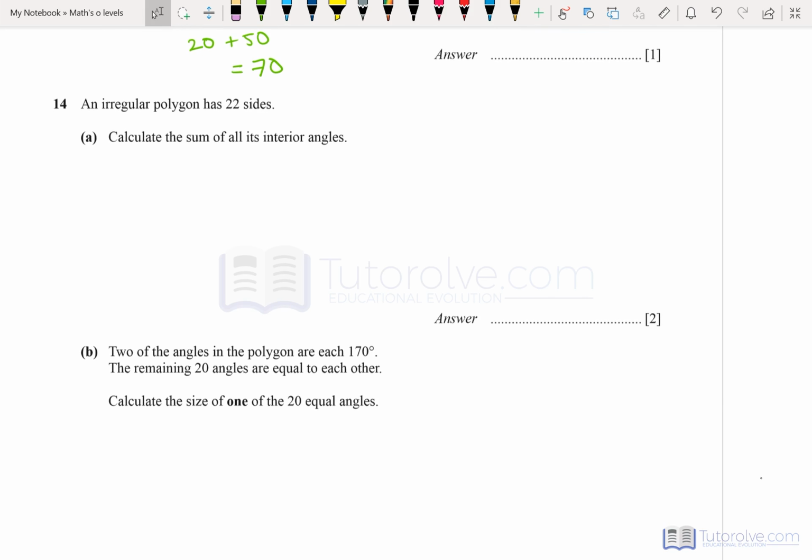So now we have question 14. An irregular polygon has 22 sides. We have to calculate the sum of all its interior angles. The sum of the interior angles has a very straightforward formula: (n minus 2) times 180, in which n indicates the number of sides of the polygon. So we have (22 minus 2) times 180, which is 20 times 180, and if we solve this, we have 3600 as our answer.